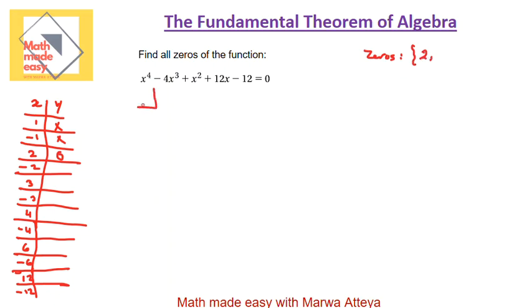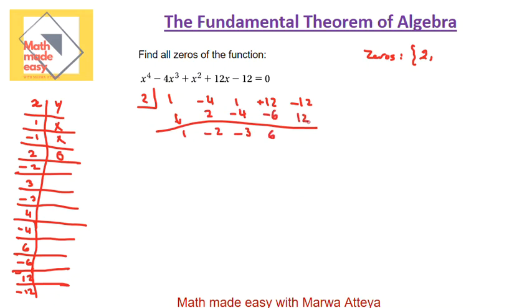Next step, as we did last time, synthetic division. You have 1, negative 4, 1, 12, this is positive, sorry, and negative 12. Bring down 1, multiply, you get 2, negative 2, multiply, we got negative 4, that's a negative 3, multiply, you get a negative 6, add, you get a 6, multiply, you get a 12, add, you get a 0. So we have reduced it from the 4th degree to a cubic.